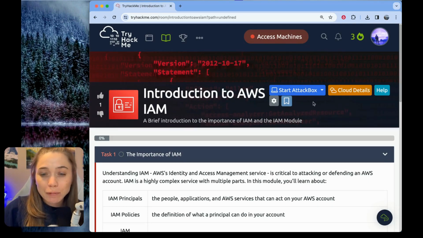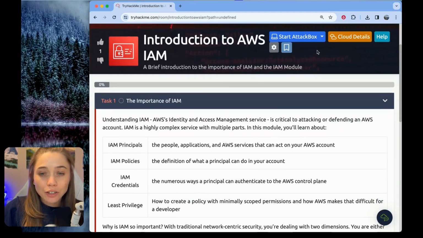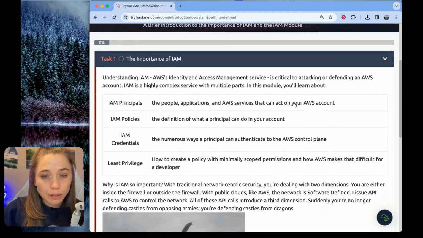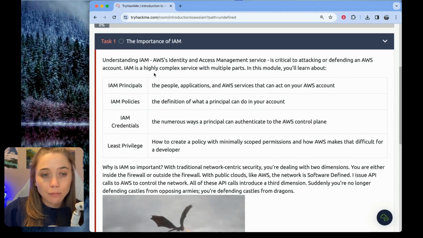Normally when I get into TryHackMe, the first thing I do is figure out where I need to be starting a box. But for now, I'm actually going to wait since this is my first time going through the cloud rooms. I'm going to just kind of follow instructions and take it as it comes. So task 1 looks like is some more reading about the importance of IAM.